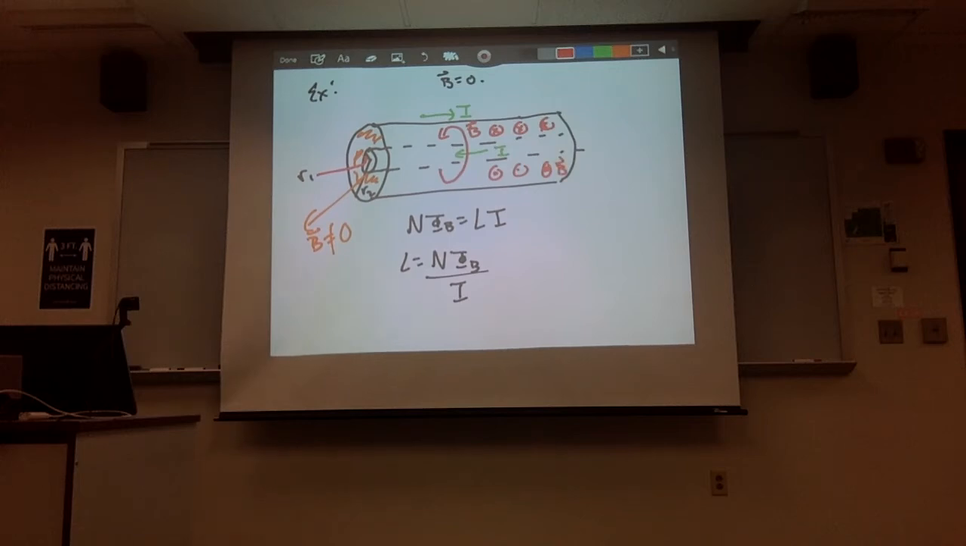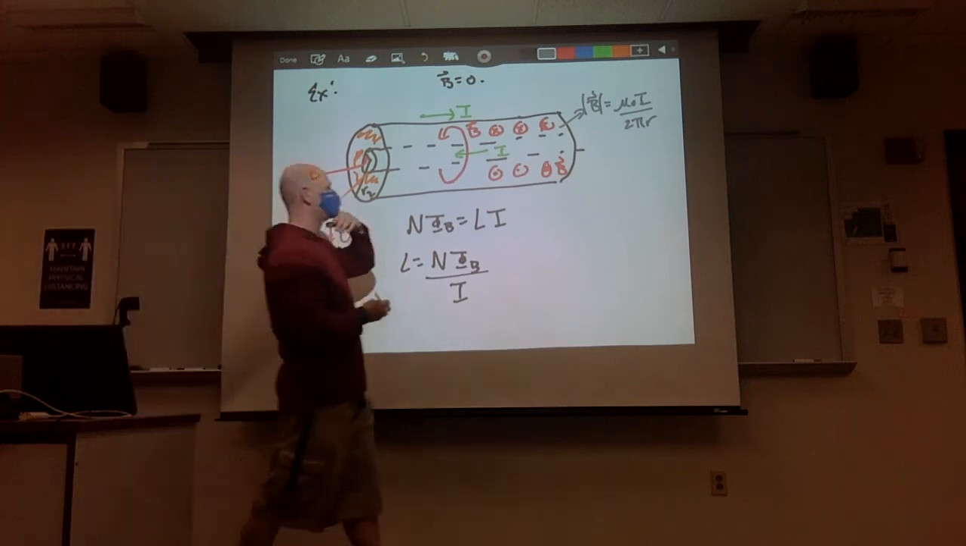Now, we also know, again by Ampere's law, that the magnetic field on the inside here, gray I guess, has a magnitude equal to mu naught times the current divided by 2 pi r. Okay, so this comes from Ampere's law. This is something that we did last chapter.